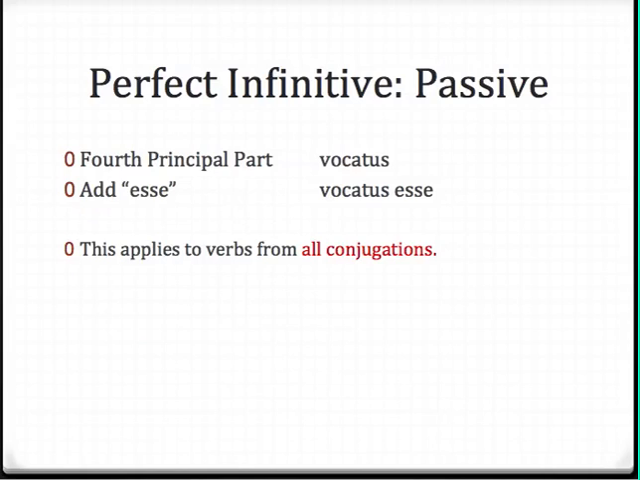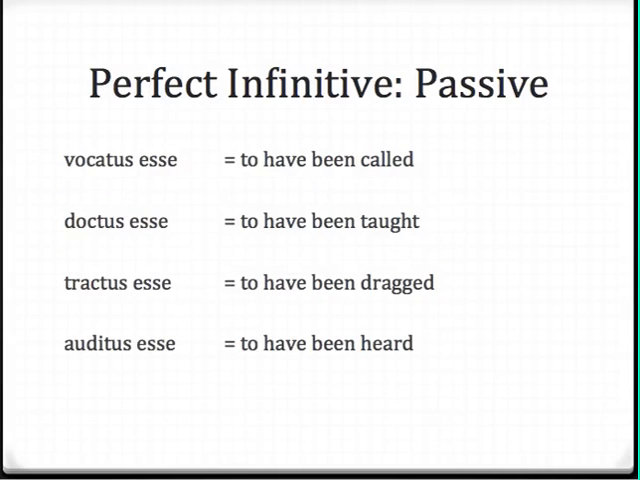To form the perfect passive infinitive, you take the fourth principal part and add esse. Again, this rule applies to verbs from all conjugations. For the perfect passive infinitives, not only has the action been completed in the past, but it is also happening in the passive voice. It is being done to the subject rather than by the subject. So a translation of vocatus esse would be to have been called, doctus esse, to have been taught, tractus esse, to have been dragged, and auditus esse, to have been heard.